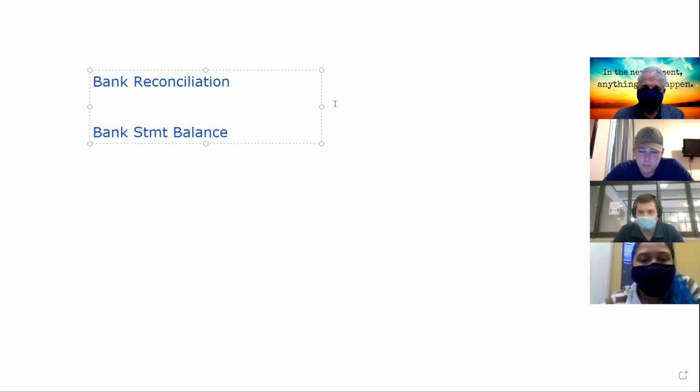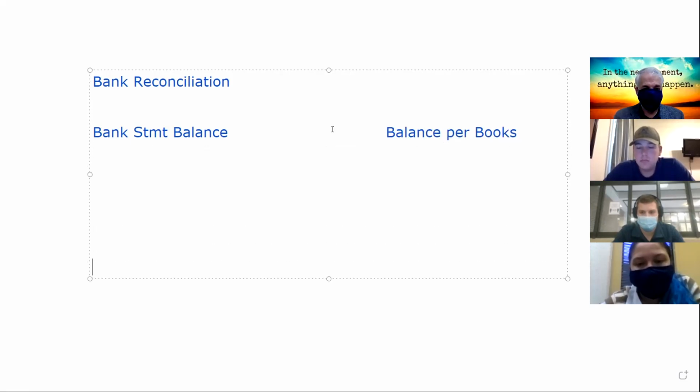And we're also going to have on our books a balance per books. And rarely do these match, because the bank knows some things that you don't as a company, and you know some things the bank doesn't know. So for instance, you wrote checks.